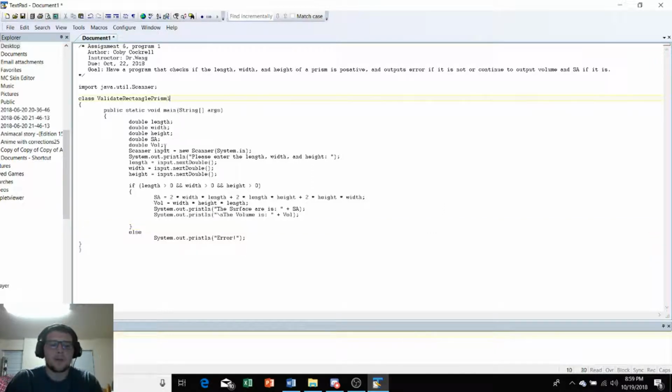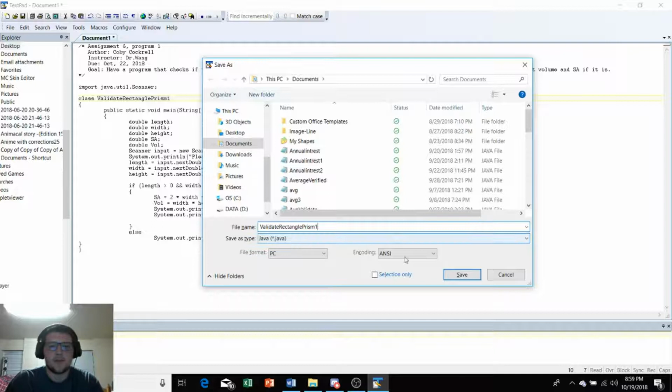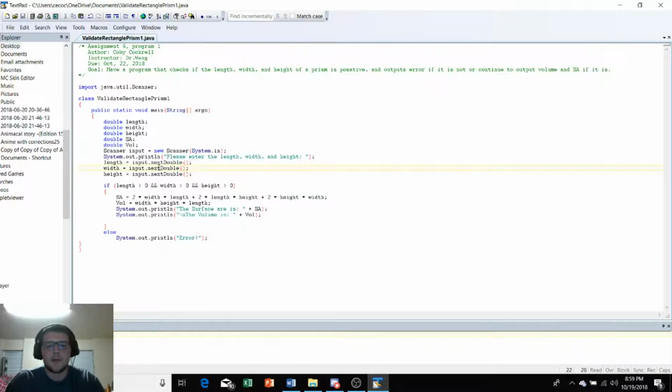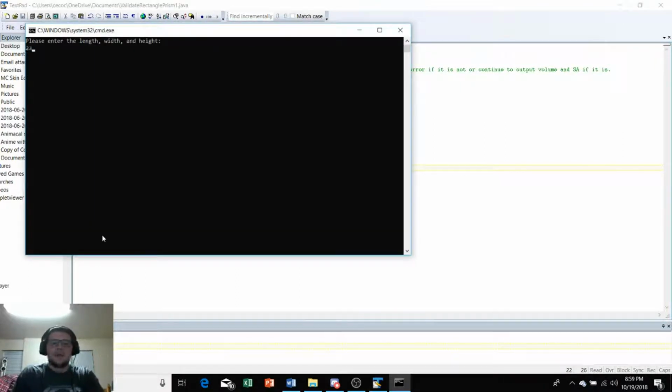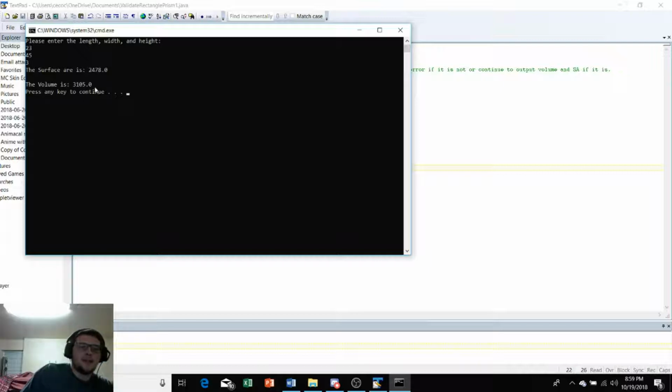I'm going to put this as prism 1. Copy that. Control save. Control V. Okay, Control 1. Tool has completed successfully. There's no bugs in my program, so we are going to run it. Let's say it was 34, 23, 45, and 3. The surface area is blank. The volume is blank. Notice what's here. A new line.